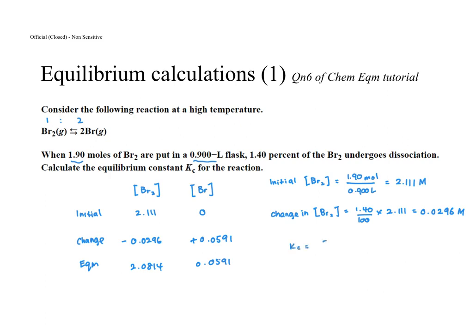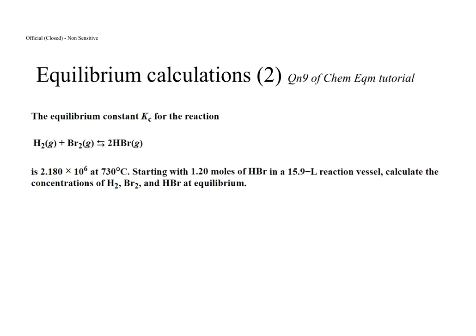So Kc equals [Br]^2 divided by [Br2]. So let's substitute the values in. So here we get the answer for Kc as 1.68 times 10 to the power of negative 3. Now let's look at another question.